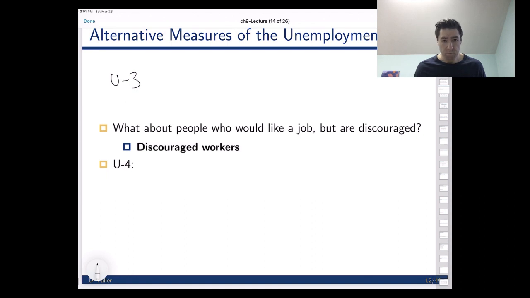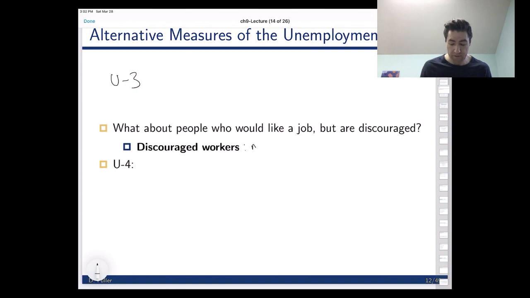So if you take people who would like a job but are discouraged and are no longer searching for work, they're technically not in the labor force, and we have a name for that group. We call them discouraged workers. Now, in terms of the nomenclature, this is a little confusing to me, because if you're not working, why do we call you workers? Discouraged workers sound like people who don't like their jobs, but in fact, it's people who are not working and are not looking for work because they're discouraged.